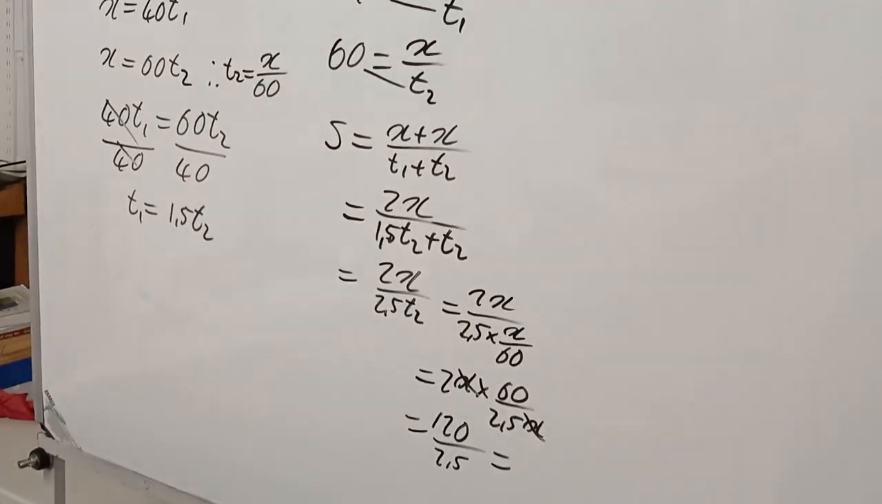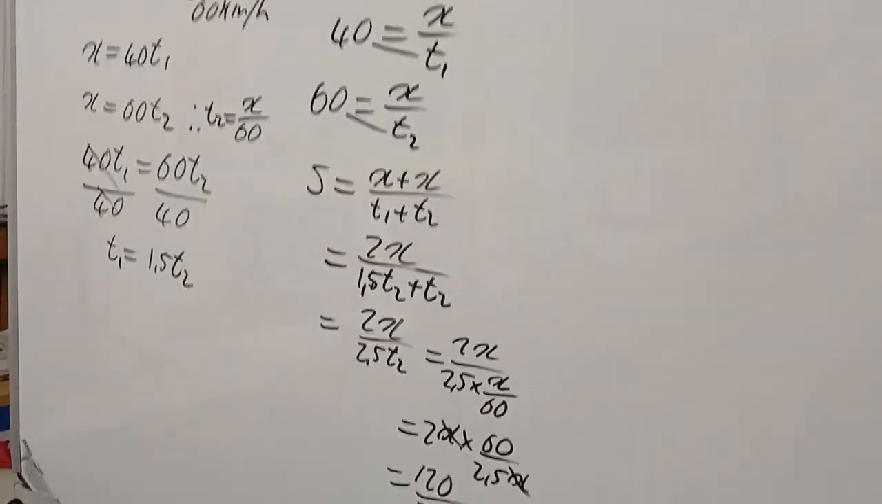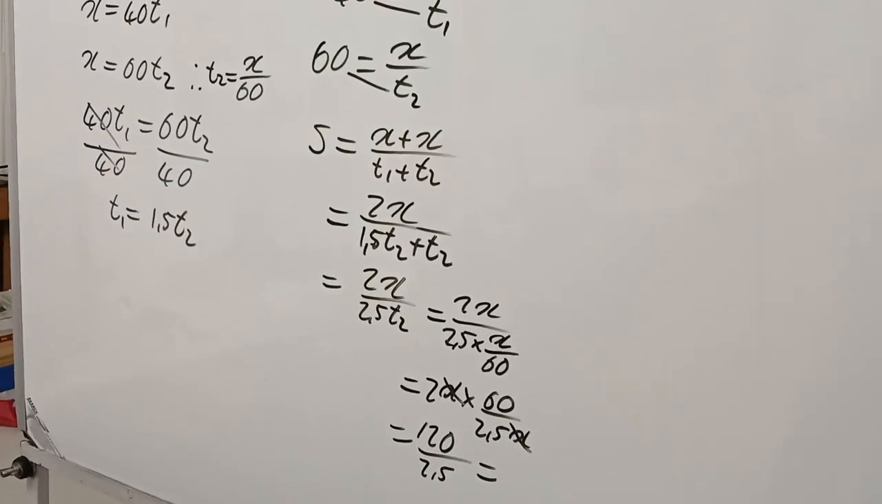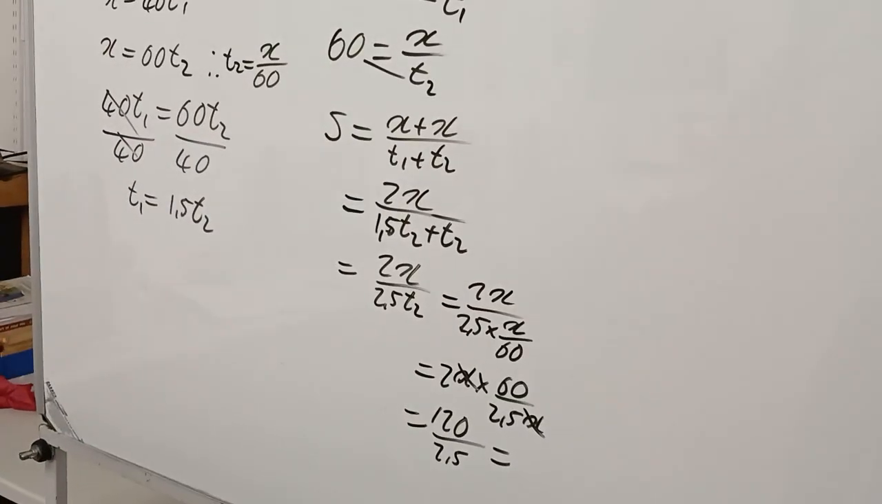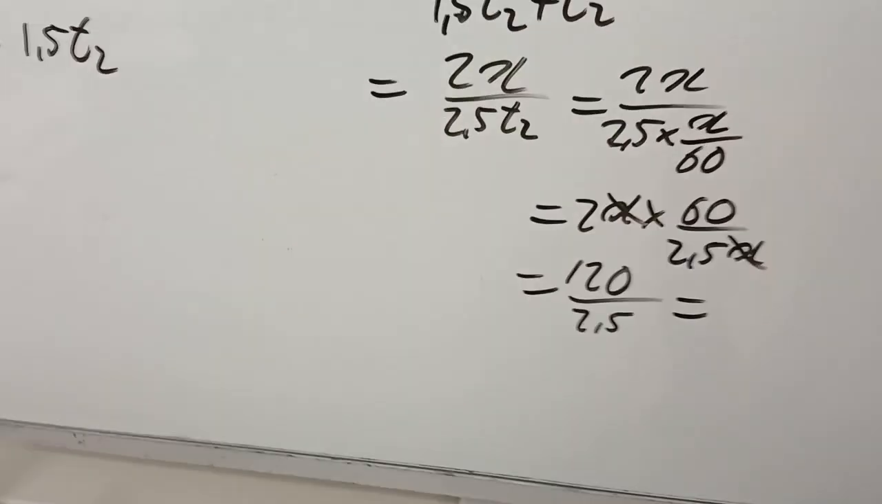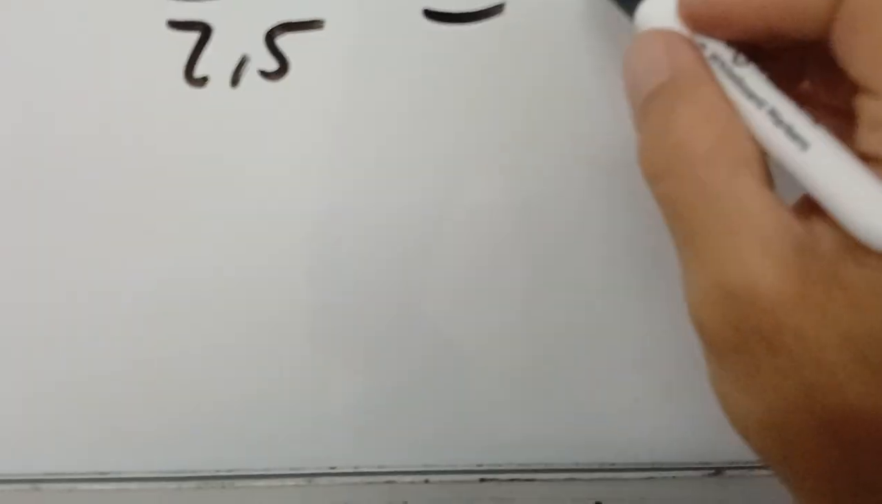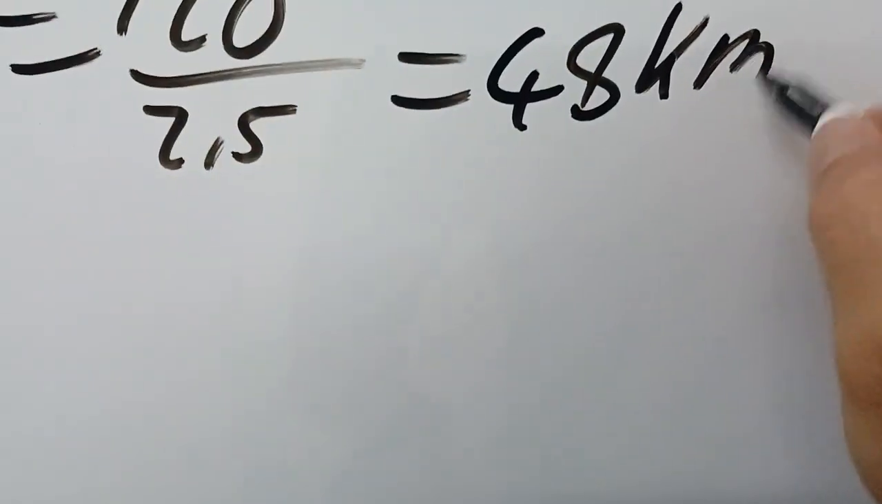We are way down there now. 120 divided by 2,5 is 48. So we get 48 kilometers per hour. So it looks like that is the answer. Is that the answer at the back?